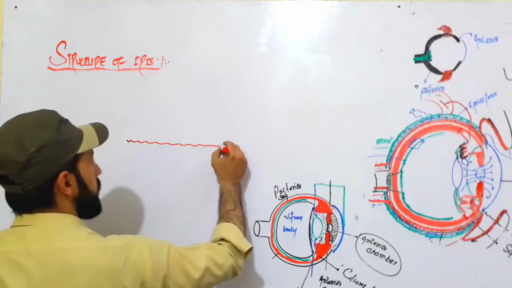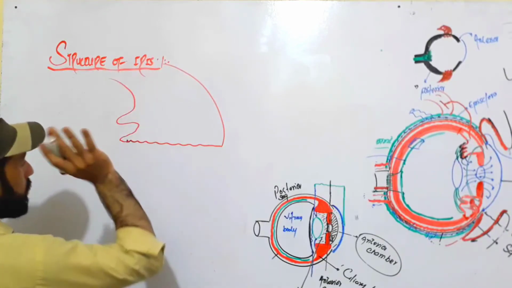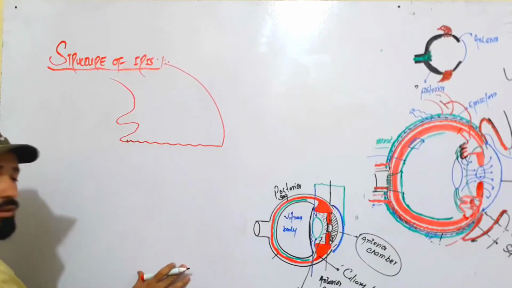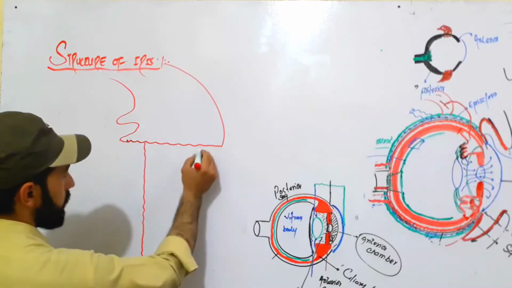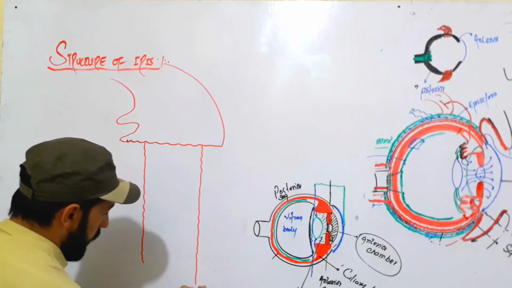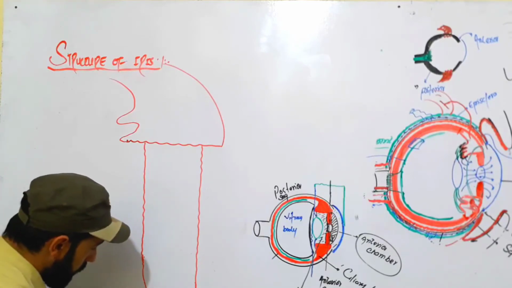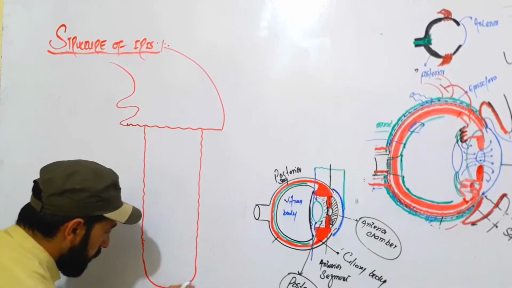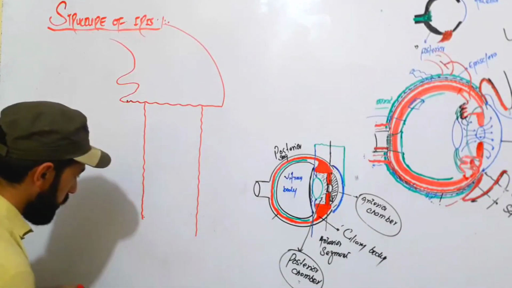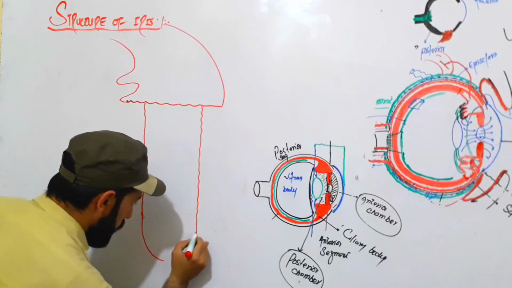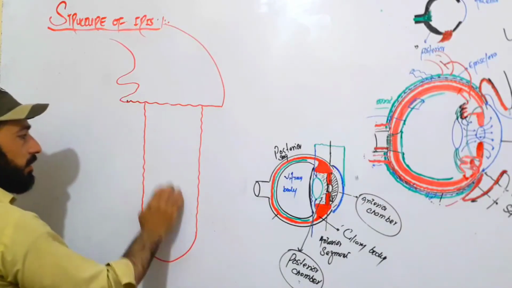For example, we will represent the ciliary body. This is the ciliary body, right? Now here will be your iris suspended, so look carefully. This is our iris. I will draw it a little bigger in order to have a clear concept of each part of the iris, right? Like this. This is the iris. Now let's see inside the iris and see its structure.